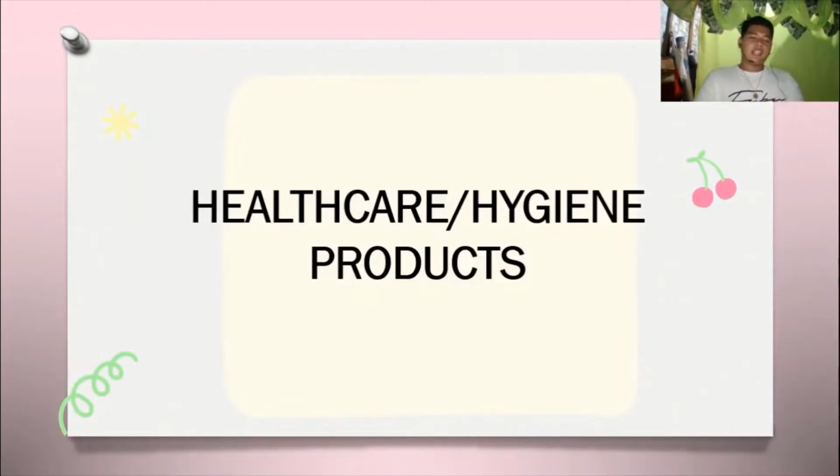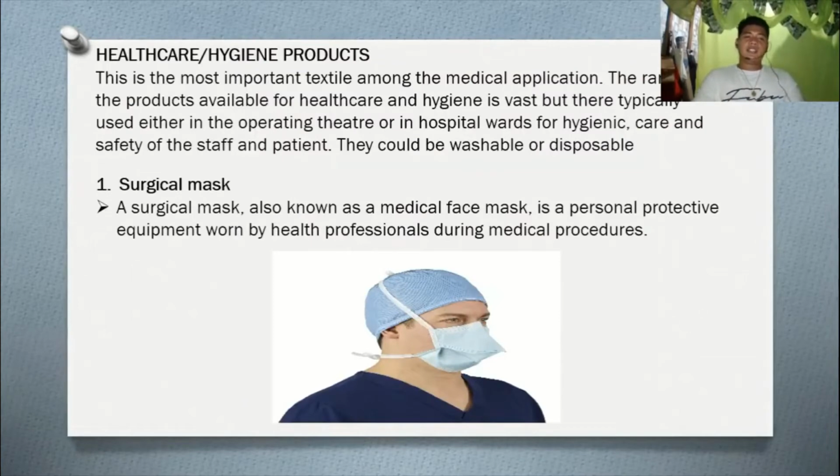And the last classification is healthcare or hygiene products. So what is a healthcare or hygiene product? This is the most important textile among the medical applications. The range of products available for healthcare and hygiene is vast, but they're typically used in the operating room, theater, or in the hospital wards for hygienic care and safety of the staff and patient. They could be washable or disposable.